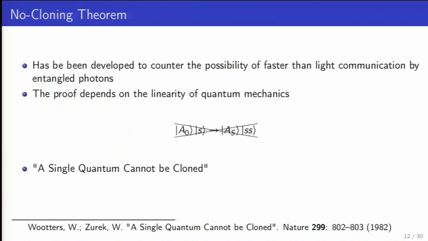So it not only contradicts the theory of relativity, but there is also the no-cloning theorem. This no-cloning theorem was just invented to counter the possibility of faster than light communication, and the proof depends on the linearity of quantum mechanics. Therefore, it's not very sophisticated. No, it is sophisticated. Anyway, what we have to keep in mind is that a single photon cannot be cloned.